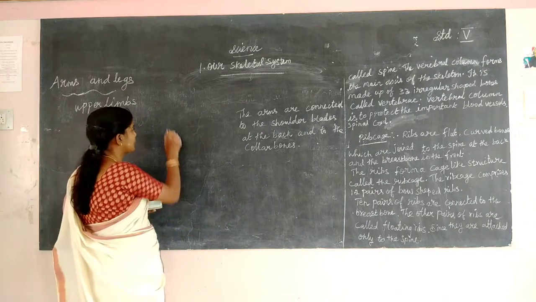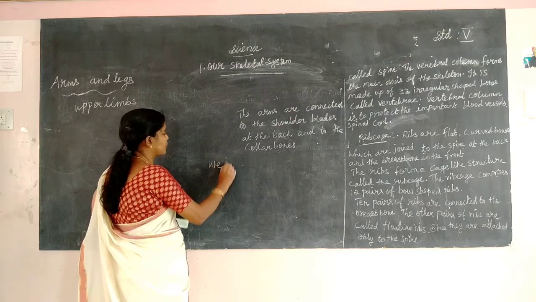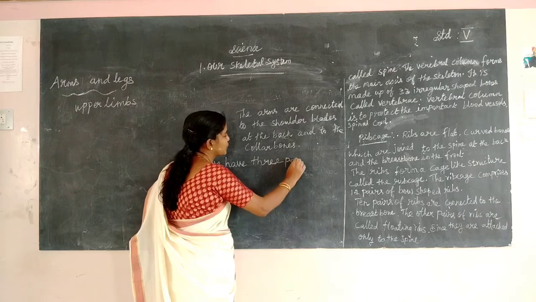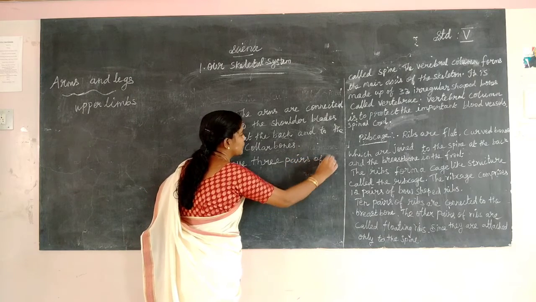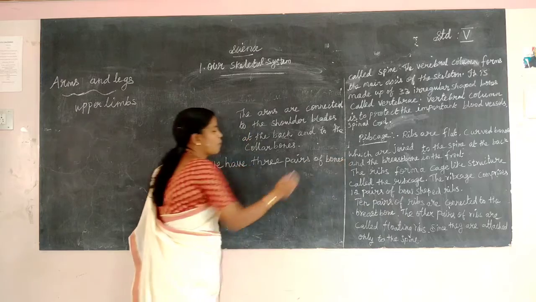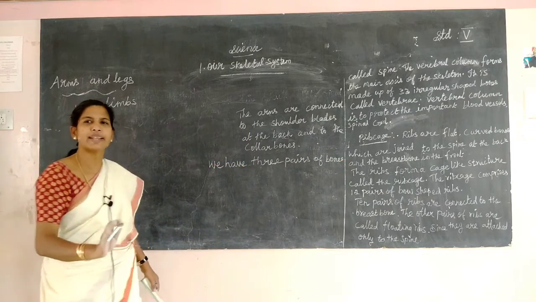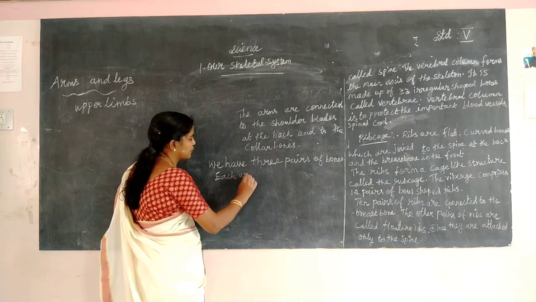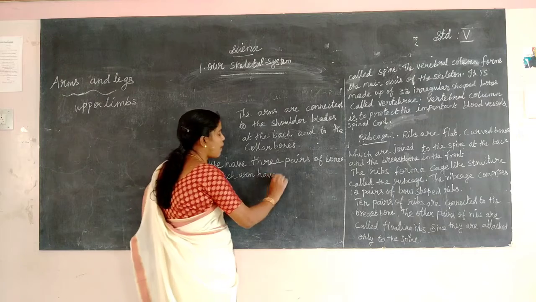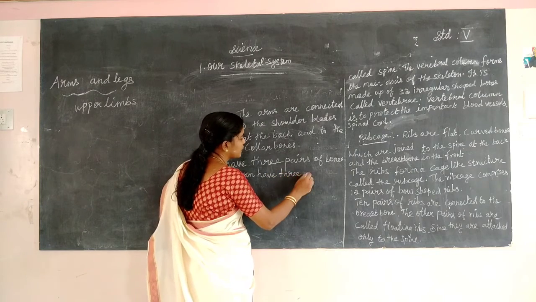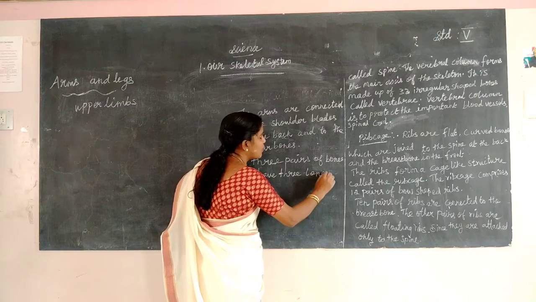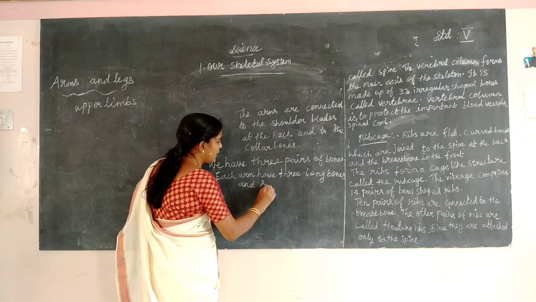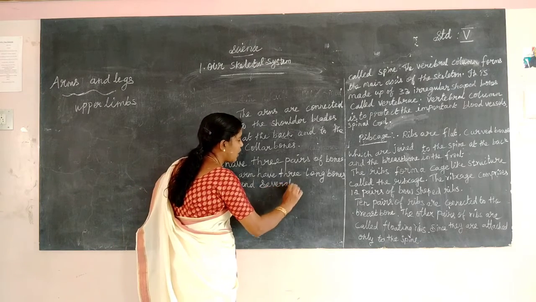We have three pairs of bones. Each arm has three long bones and several short bones.